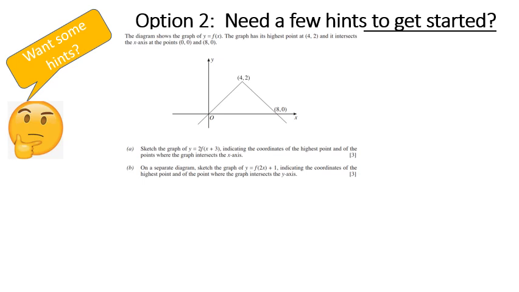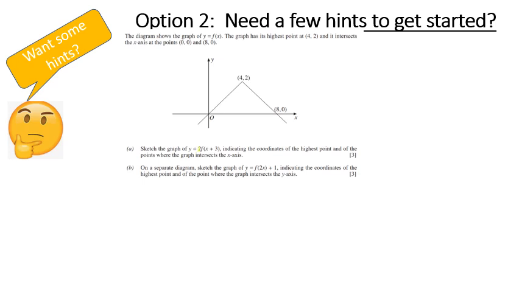So in this question, the diagram shows a graph of y equals f of x. They're showing us a picture of a graph, they're calling it f of x, and it says that it has its highest point at (4, 2), and it indicates where it goes through the x-axis. So it's going through at the origin and at (8, 0). Now in part A, it's asking us to sketch the graph of y equals 2f of x plus 3.